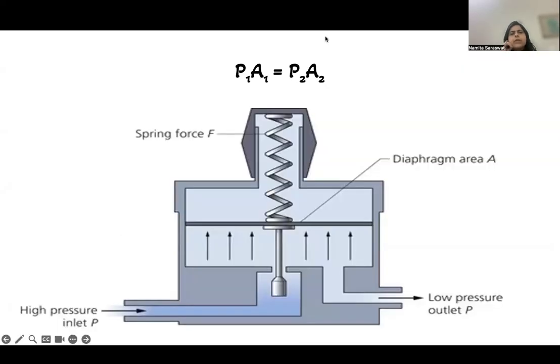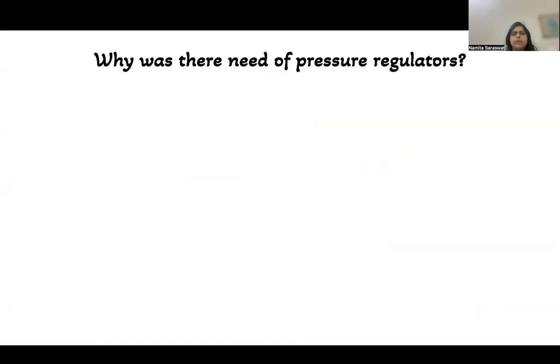Force is equal to pressure into area. So force here is constant, and if the area increases, the pressure will reduce. So you can see the gas is coming here, and suddenly it enters a larger area, and this will lead to a reduction in the pressure, and ultimately the gas which goes out from the outlet will be of low pressure. This is the principle of the pressure regulator.